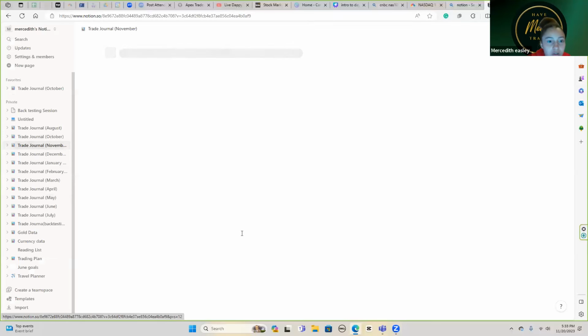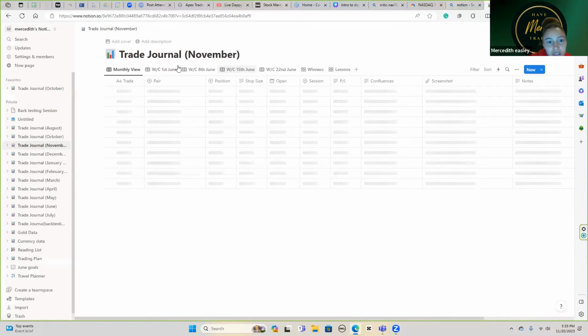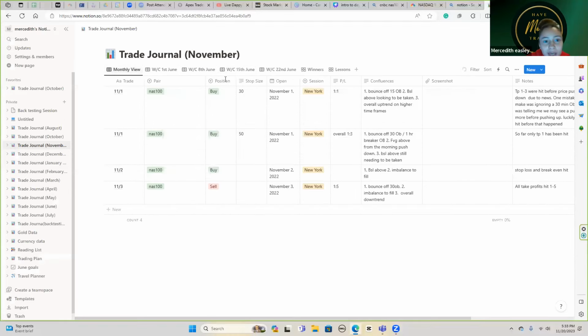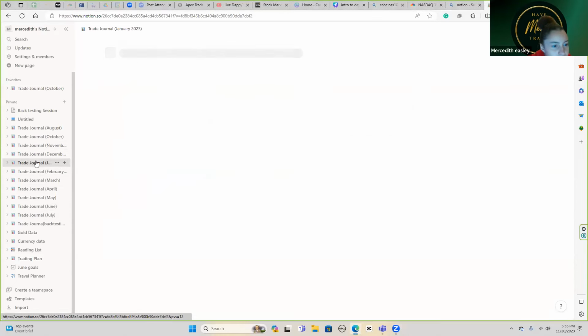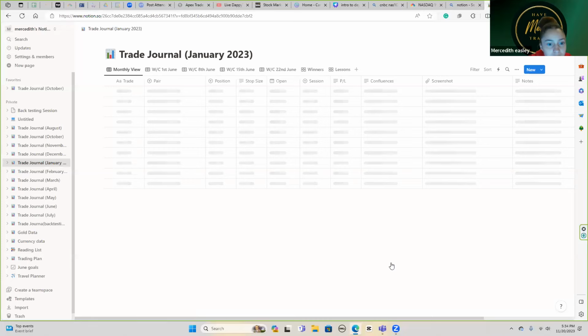All right. So I'm going to show you what the journaling looks like. So I just said trade journal November. You can literally come on here and make a template. And in my trading community, I go over step by step how to make this exact template. But you guys can see here, it's pretty easy, right? I just put the trade, and this is not the November. I'm going to show you guys a full one. Let's see. There we go.